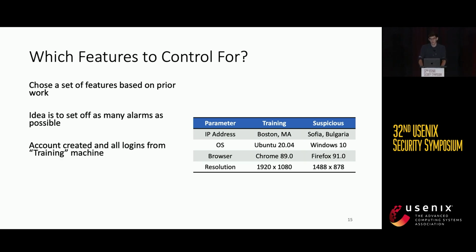So we create our account and perform all logins from our training machine, which is a personal computer in Boston, Massachusetts. And then after we teach a site what normal is, we attempt to log in from our suspicious machine, which is a completely different machine with an IP address in Sofia, Bulgaria.